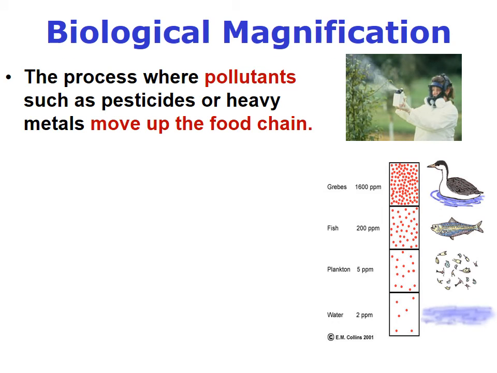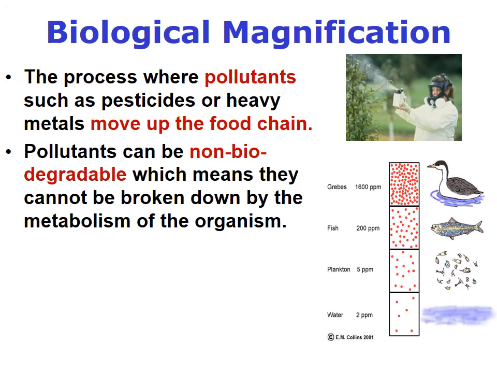Last thing I want to tell you about: energy decreases as we go up the food chain. However, there is something that actually increases as we go up the food chain, and that is pollutants. Chemicals and toxins actually increase in their concentration as we move up the food chain. This is known as biomagnification, or biological magnification. So as you go up the food chain, the chemicals magnify.